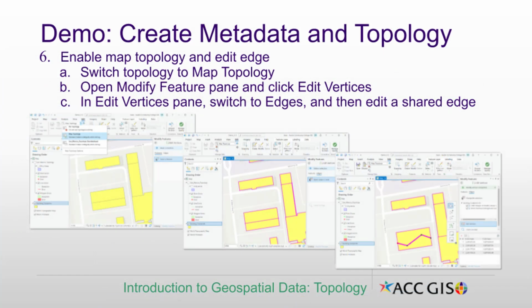While geodatabase topology is a persistent rule-based topology stored as an object in your geodatabase, map topology is a temporary topology accessible only in an ArcGIS edit session to perform edits on geometry shared by two or more features. And so in our final step, we'll enable map topology and edit an edge. First, we'll switch the topology to map topology.